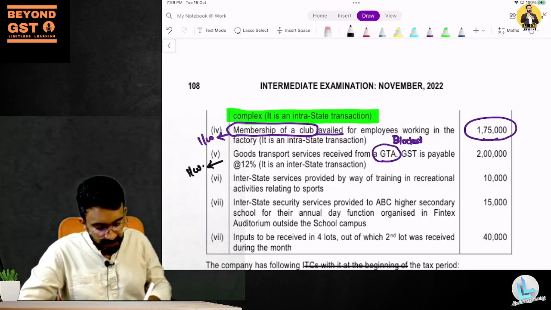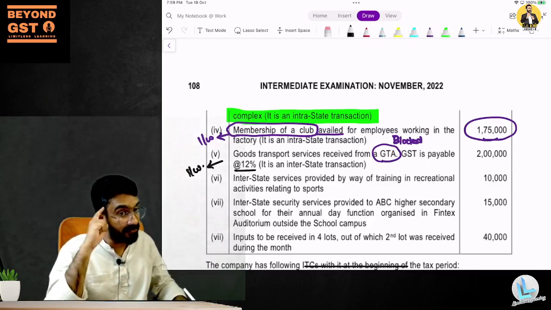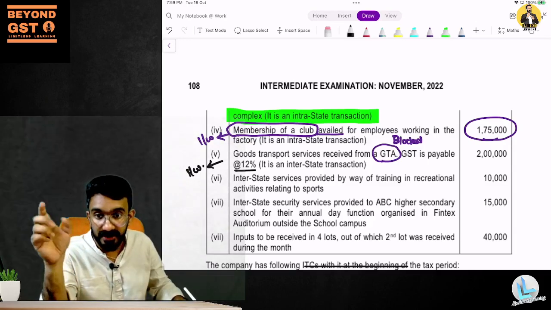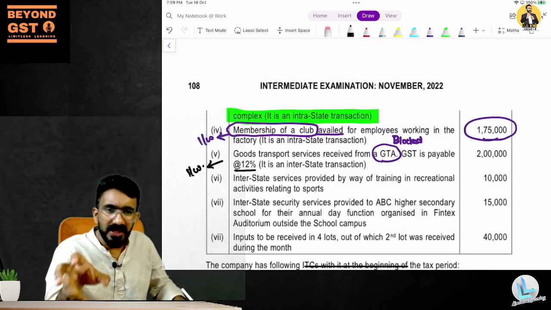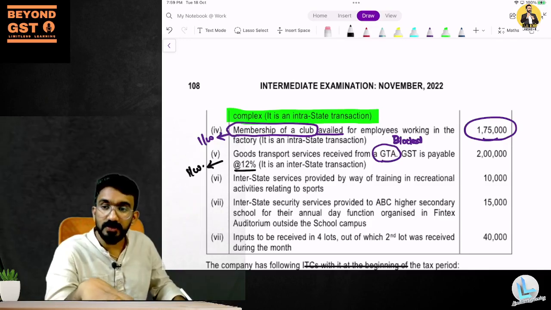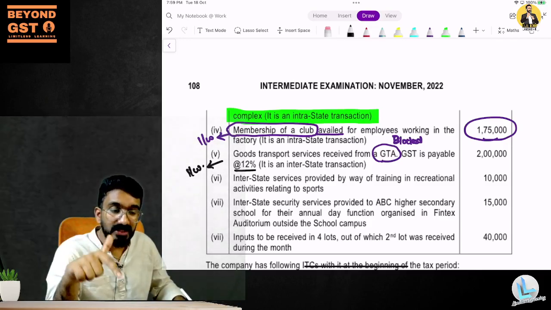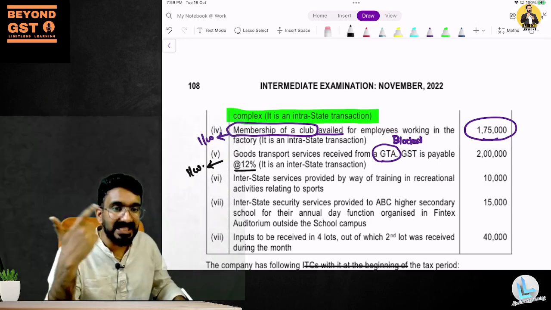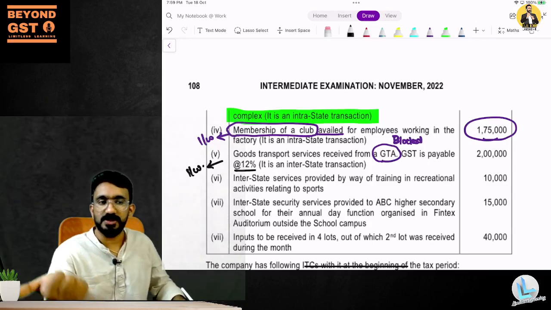Now, GST is payable at 12%. When I receive service from a GTA, the first thought process that your brain should give you is, is there any RCM applicable? If RCM was applicable, what would be the rate? It would be 5%. When will I have 12% applicable in GTA? When the GTA is opting for the forward charge mechanism.